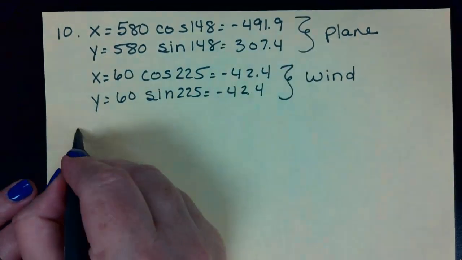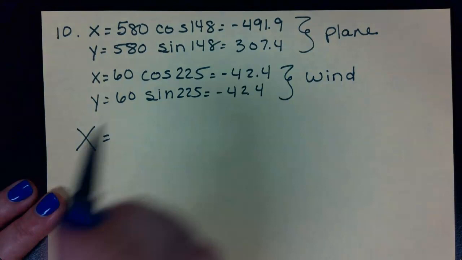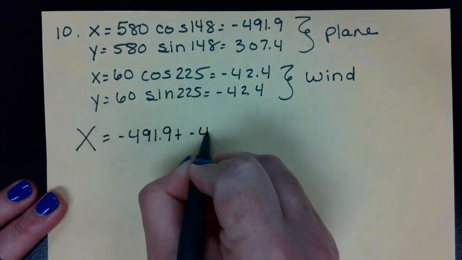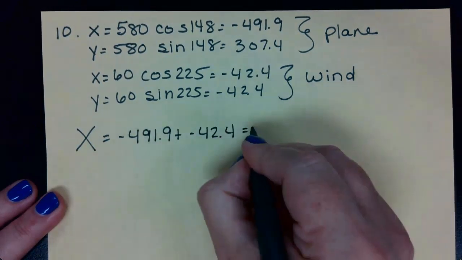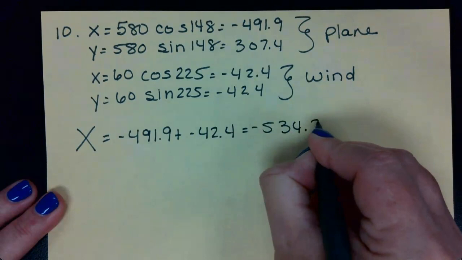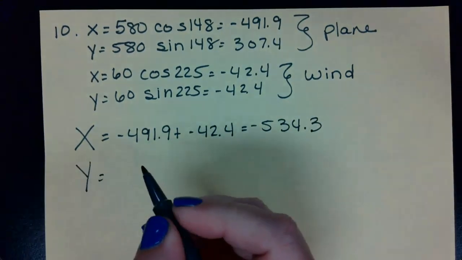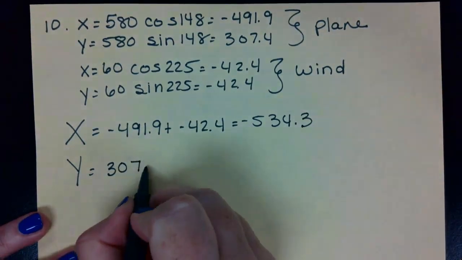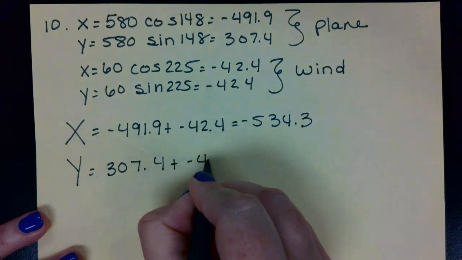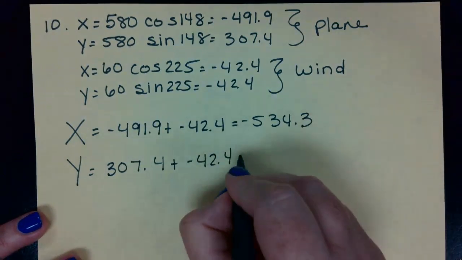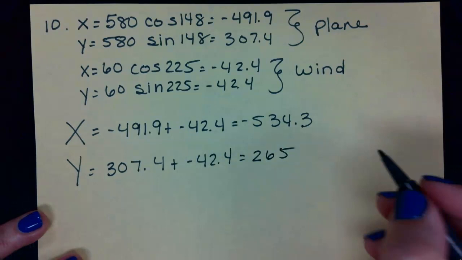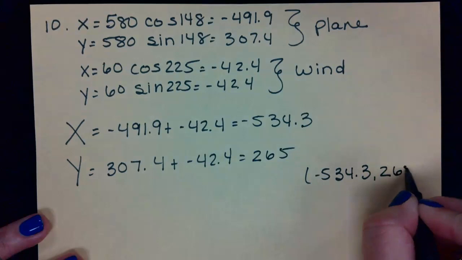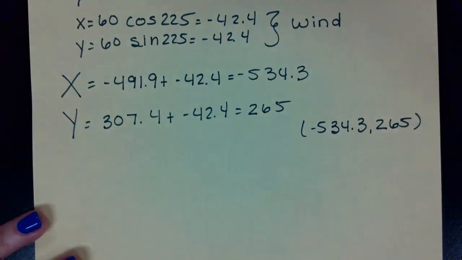Now that we have our components, we're going to combine them. So we're going to have our big X, which is negative 491.9 plus a negative 42.4. And we get negative 534.3. And we're going to repeat this for Y. 307.4 and a negative 42.4. And we get 265. So our component form is negative 534.3 and 265. So there's one of our answers.